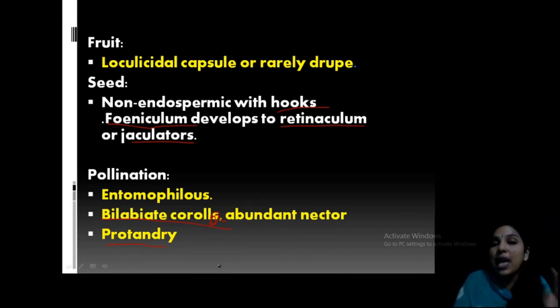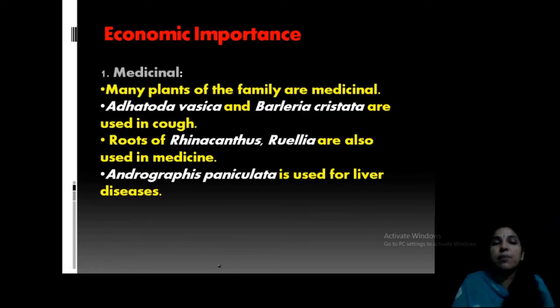Clear? Bilabiate corolla, bilabiate calyx. Four stamens, two staminodes and two fertile. Clear? Bracts and bracteoles are prominent. Then the presence of usually spike inflorescence. Clear? Okay. Now, economic importance.